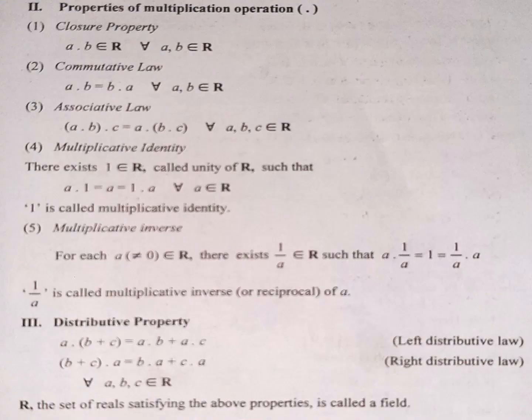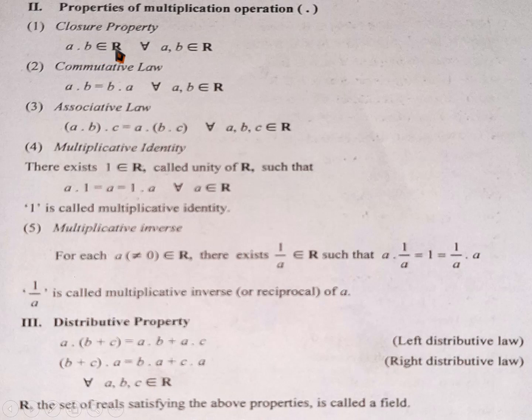Okay, so next we are taking the operation multiplication. This operation we denote like this. On the similar way as in addition, here is the closure property. If we choose any two elements from R, their multiplication is a unique element of R. We write like this: take any two elements a, b from R, a multiplied by b belongs to R.